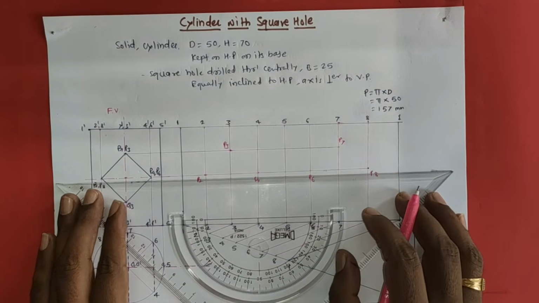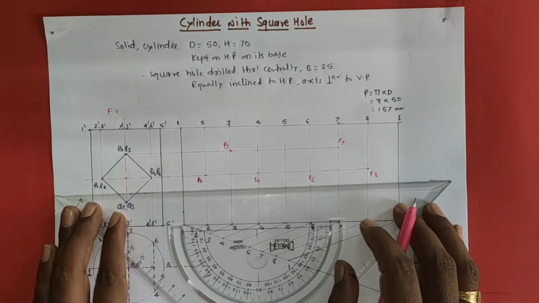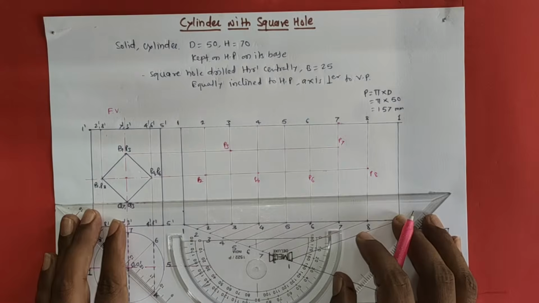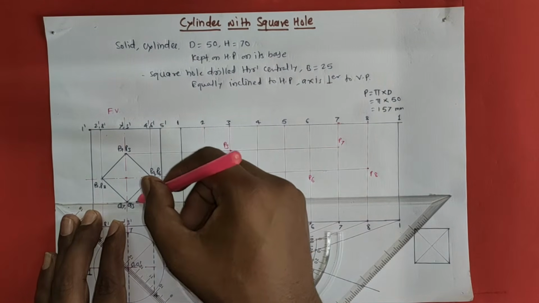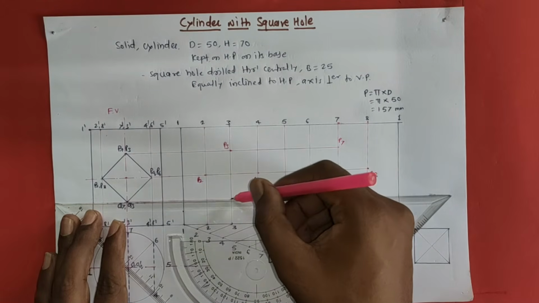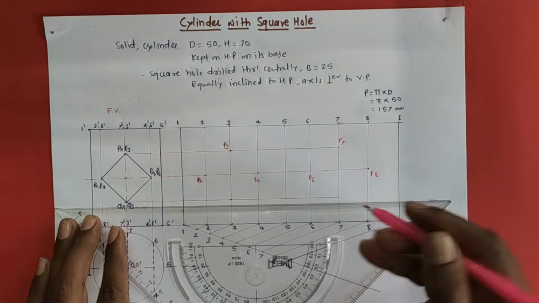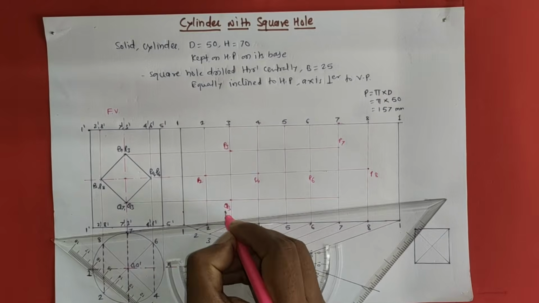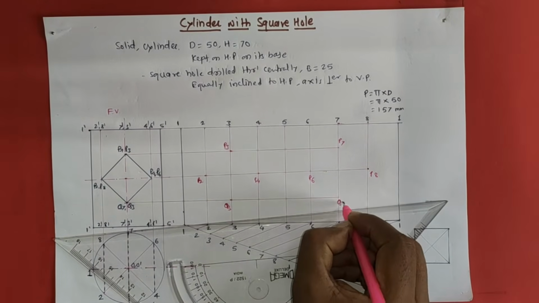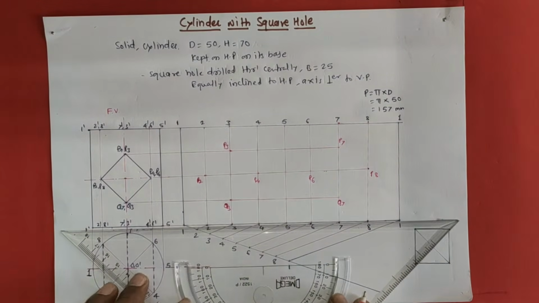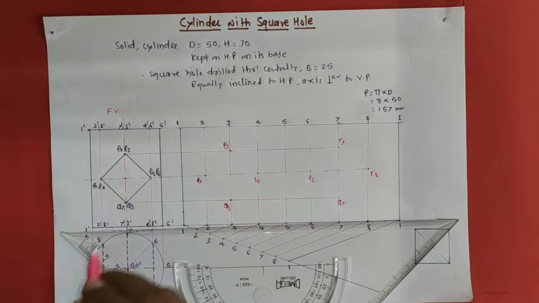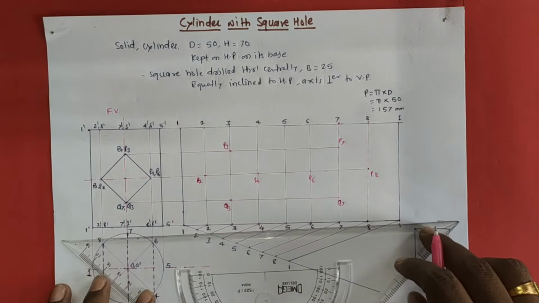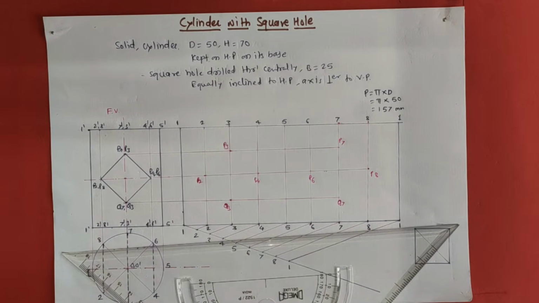Remaining 2 points are there. Take parallelly. Then Q7 and Q3 will be here. Here it will be Q3, here Q7. And O O dash will be here. Now you have to join this.